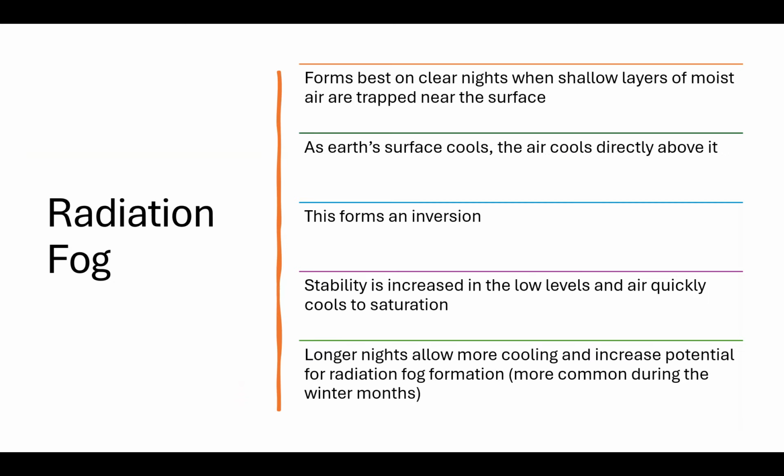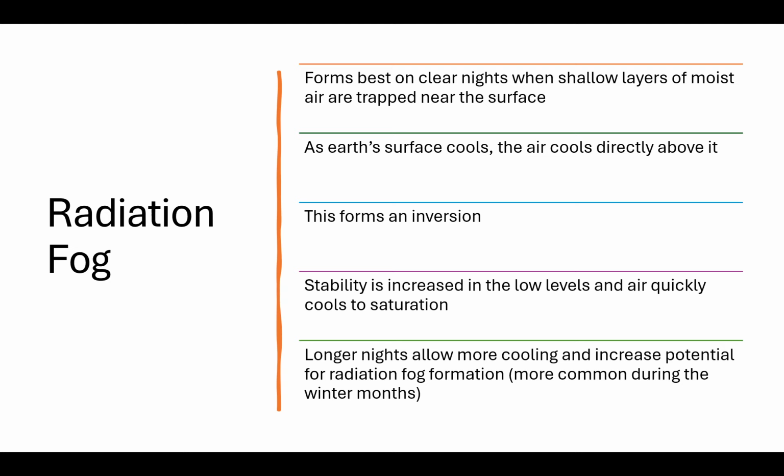Radiation fog, by the way, is going to form the best on clear nights when you have these shallow layers of moist air that are trapped near the surface. Again, as Earth's surface cools, the air cools directly above it. This generally tends to form an inversion.